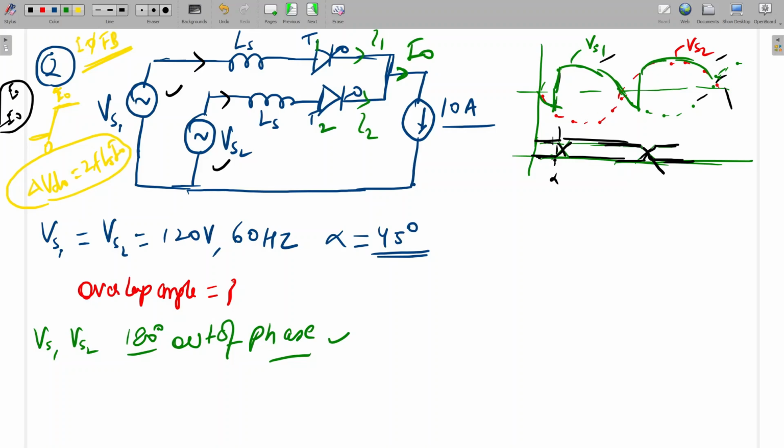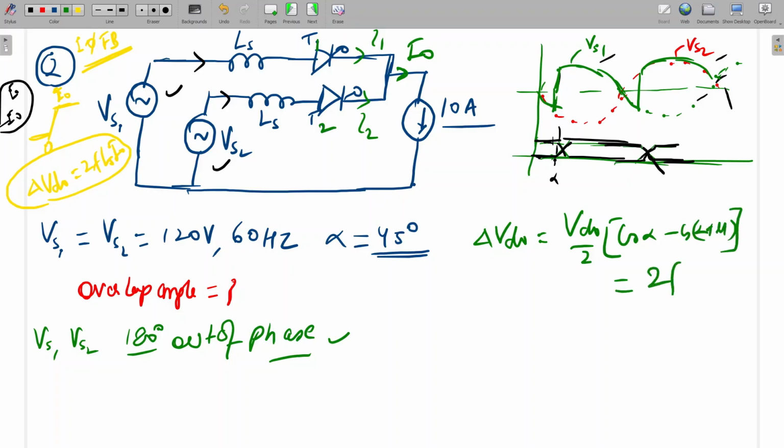So here also we'll get the same formula: delta VD0 equals VD0 upon 2 times cos alpha minus cos alpha plus mu. This will be equal to 2f Ls I0. Why? Because our current is changing from 0 to I0. Is it clear? This will be the drop in the output voltage during the mu duration.